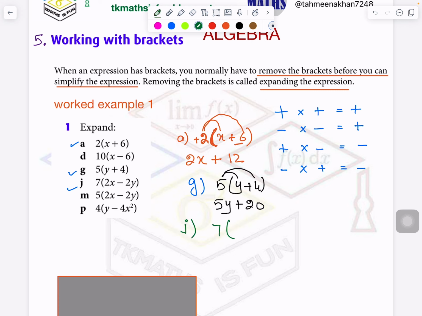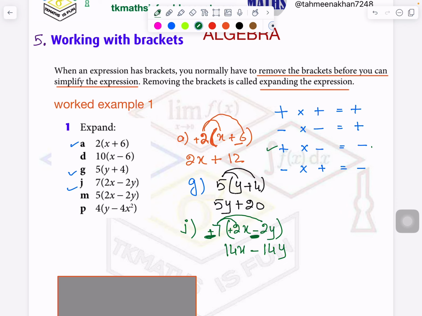Now let's see J, which is 7 times bracket 2x minus 2y. So what you will do now is multiply 7 by 2, 14, and x will come along. The sign here is plus. When there is no sign, it is plus, so plus times plus is plus, and you don't need to write it. In the beginning we don't write it, but in the middle we do write it. Now this plus 7 multiplied by minus 2y: plus multiplied by minus is what? Minus. 7 2s are 14, y. Done. So I hope you understood it.